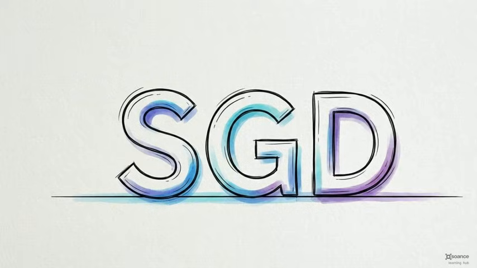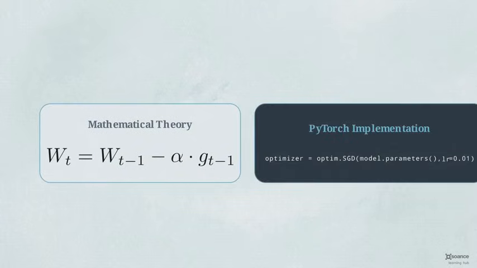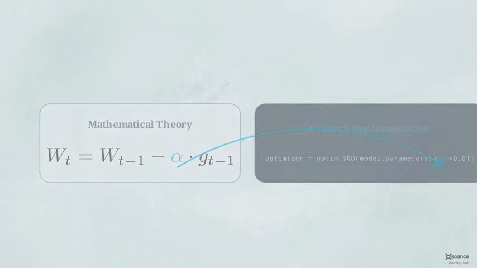Step 1 is establishing our baseline. For that, we use standard stochastic gradient descent, or SGD. This is the core mathematical update rule for SGD. When we configure this in PyTorch, we map the math directly to the code, specifically the alpha variable, which translates to our learning rate parameter.